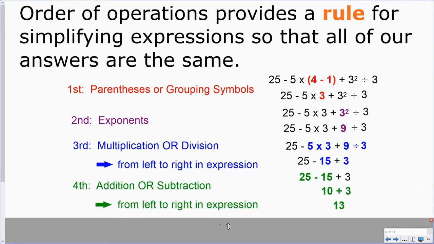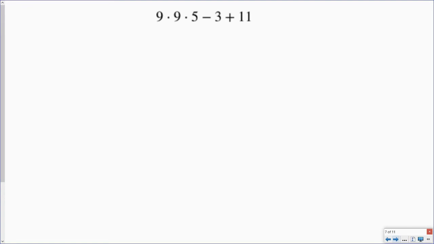And then I look at my addition or subtraction. And again, I do whatever comes first, going left to right. In this case, I have 25 minus 15 first. So that means I'm going to subtract first. 25 minus 15 is 10. Now I can do my addition. 10 plus 3 is 13. So my beginning expression simplified down following the rules of the order of operations would equal 13. So let's take a look at some problems and work through these.